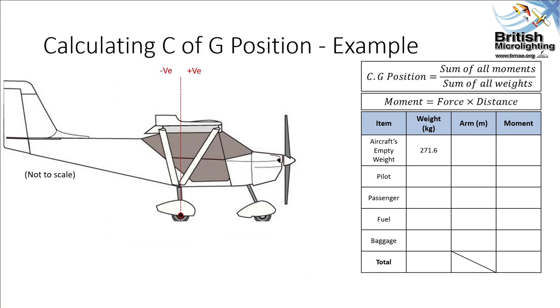Our pilot weighs 65 kilograms, and our passenger weighs 70 kilograms, both ready to fly. There is also 5 kilograms of baggage stored within the luggage compartment. This brings the total cockpit weight to 140 kilograms.